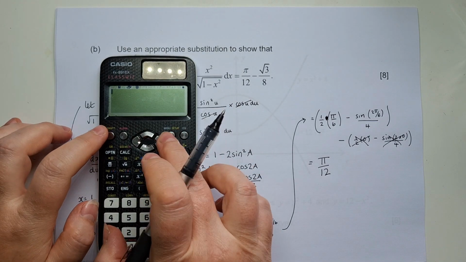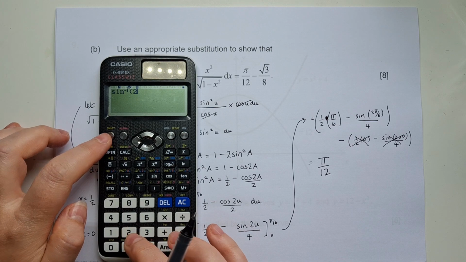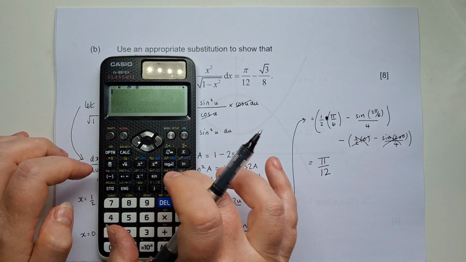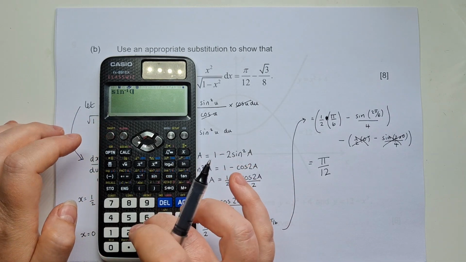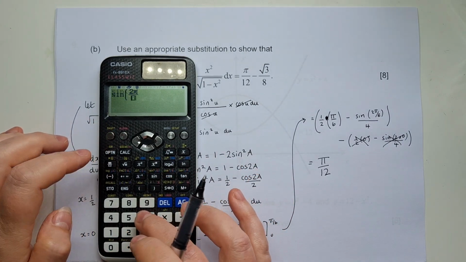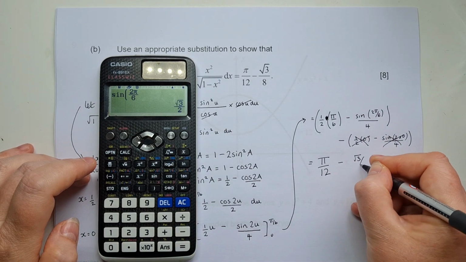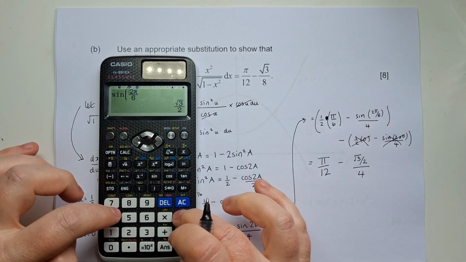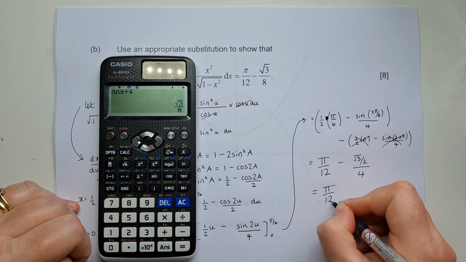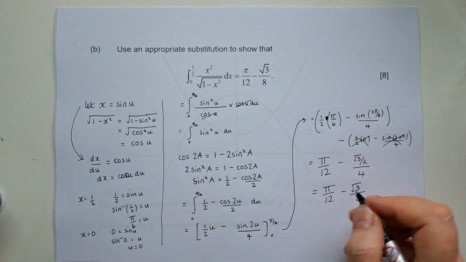So in radians, sine of 2 pi over 6. There's the root 3 over 2. Over 4, that's the over 8. And we know that's right because the answer was given.